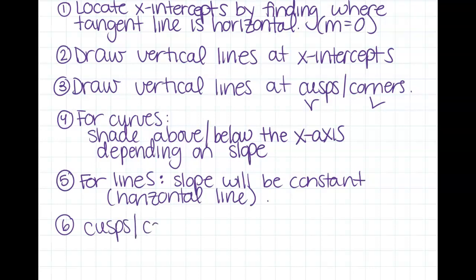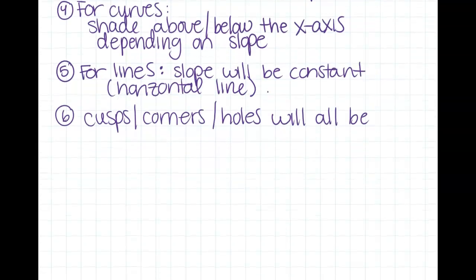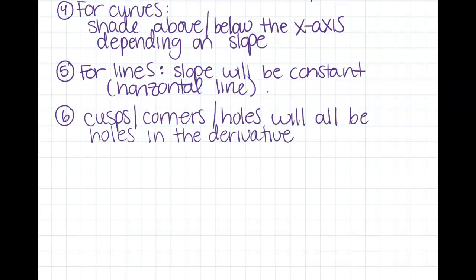Cusps and corners and holes will all be holes in the derivative graph. Because cusps and corners, you can't tell what the slope is. Basically, the slopes are different on either side. You can't tell where you draw the tangent line. Holes, if the function doesn't exist, you can't have a derivative. Sorry, in the derivative graph.